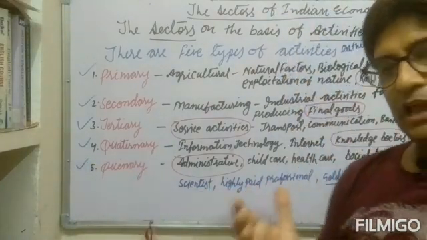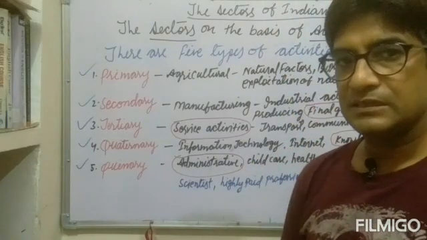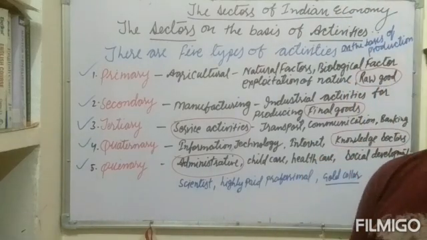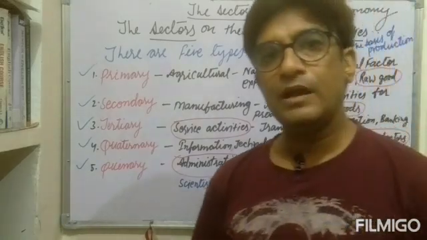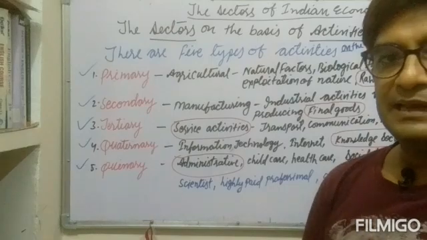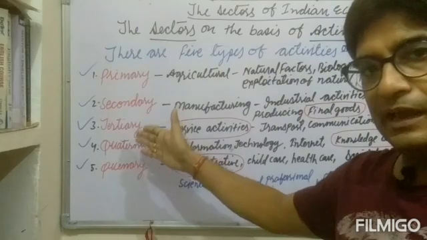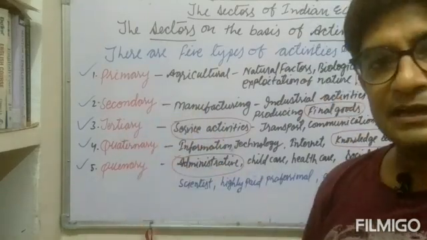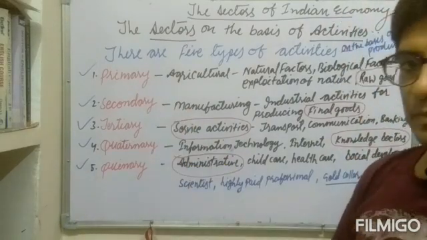Means as you have studied in class 10, there are 3 activities, but you have seen in the first paragraph of the lesson some people who are giving contribution in the production directly and indirectly. So we will find this type of activities in this section: quaternary activities and quinary activities. First, I will tell you the primary activities.